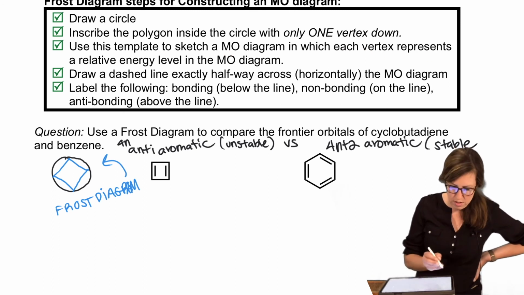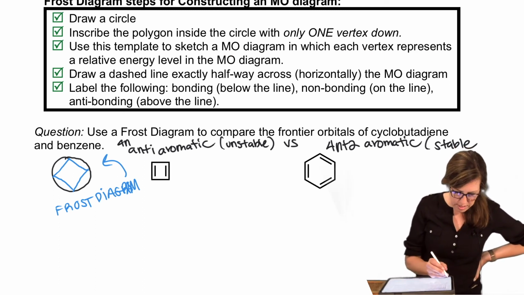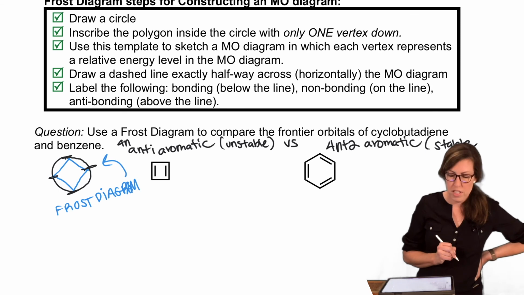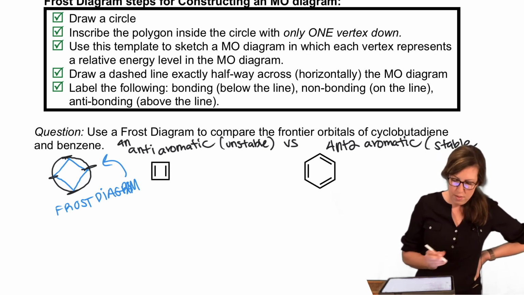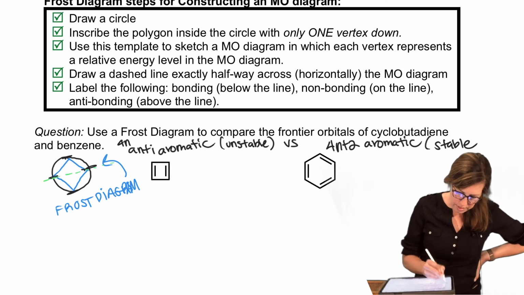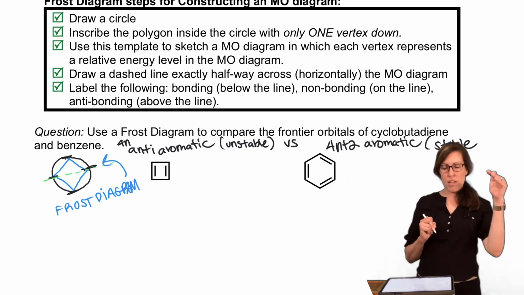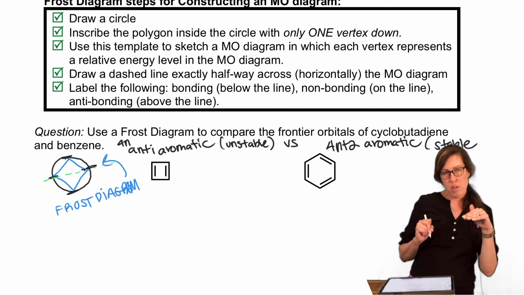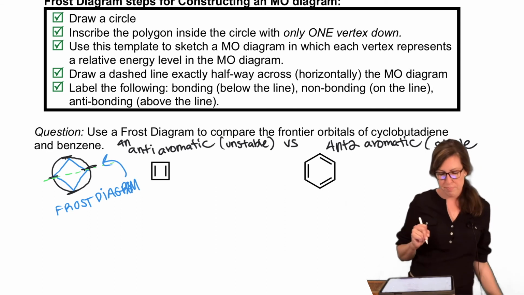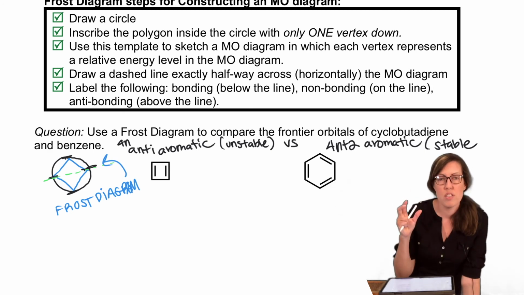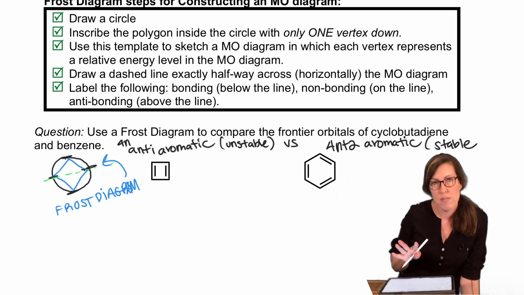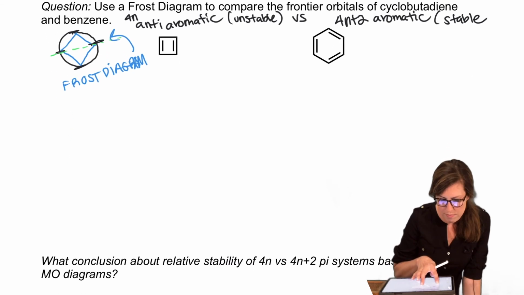an energy level. So in other words, it's going to look like this. That's going to be an energy level. You're going to have a line at each vertex. And you're going to have a dashed line exactly halfway across the MO diagram, like that. Then above the line, we'll have our antibonding. Below the line, we'll have bonding. And if anything's on the line, it'll be non-bonding. Now let's use that Frost diagram, remove the circle and the polygon, and what we'll have left is the energy levels we need to make the MO diagram.